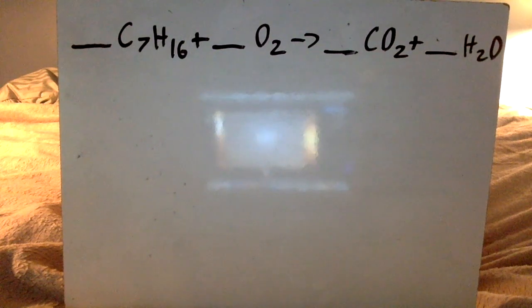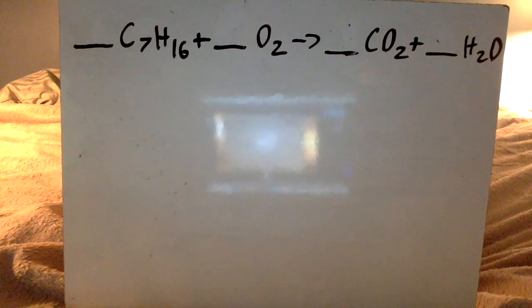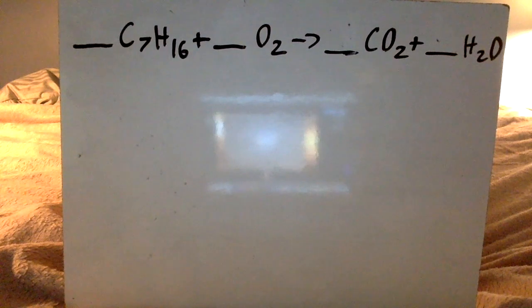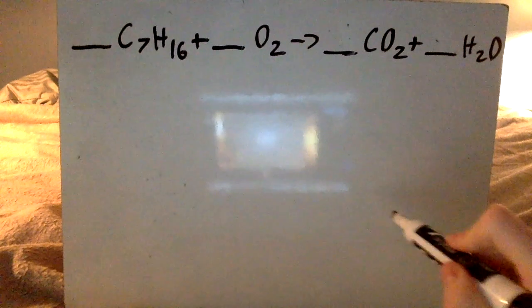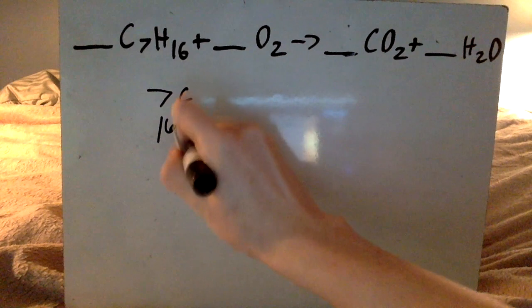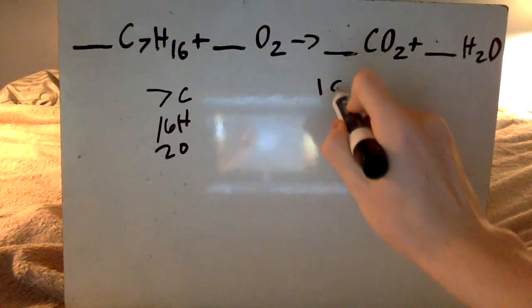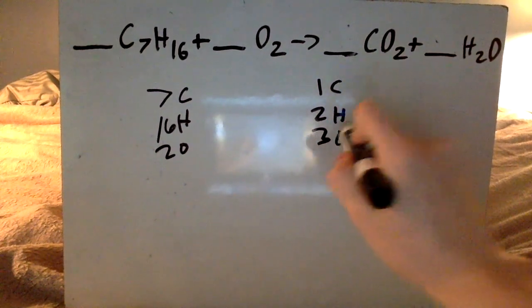So as you can see, unlike the last balancing chemical equation, this one has no coefficients written in. This is more difficult because the left and the right are both blank, meaning you can't use one of the numbers to find the other one. So the way to start an equation like this is just to count the amount of elements on each side. On the left side, there are 7 carbons, 16 hydrogens, and 2 oxygens. On the right side, there is 1 carbon, 2 hydrogens, and 3 oxygens.